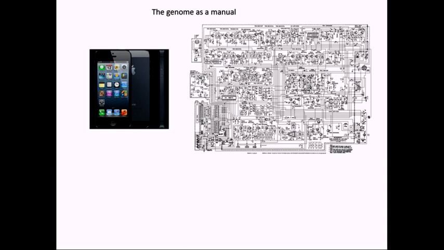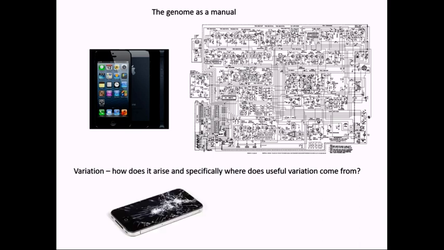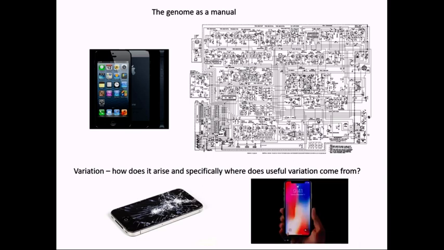So I think about how I would vary or what I could do to this. So where does this variation arise? If I tried to vary this, I'm sure mostly the result would be a broken phone, right? So the question is, in nature, how do you make something new and better? How do you get to this new iPhone X, right?